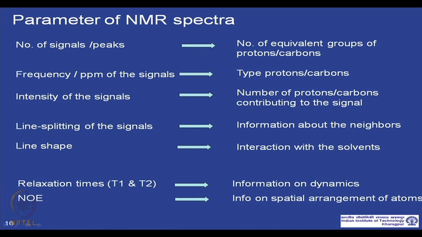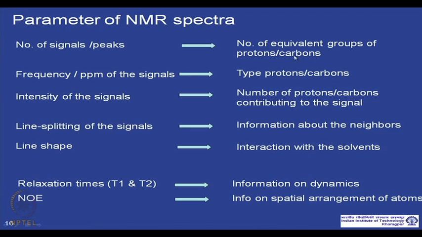When you observe an NMR spectrum, what does it mean? The number of signals or peaks we see in an NMR spectrum is the number of equivalent groups of protons or carbons. If you talk about a carbon 13 NMR spectrum, then we are talking about that many equivalent groups of carbons present in the molecule. The chemical shift or the delta H value will give the idea of what type of chemical environment, so what type of group, what type of proton or carbon they are.